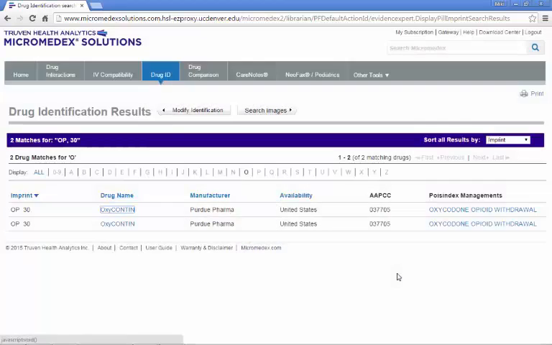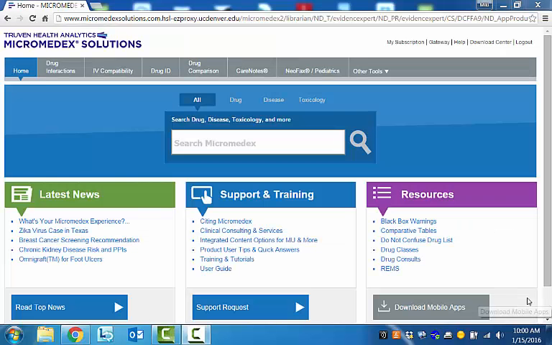So again, Identidex is the best, but Facts and Comparisons and Lexicomp both have identifications in them. If that's the only resource you have, please, by all means, use Lexicomp to identify. One of the best sources to look up foreign drug medications is Micromedex. Micromedex contains Martindale's, the Extra Pharmacopoeia.